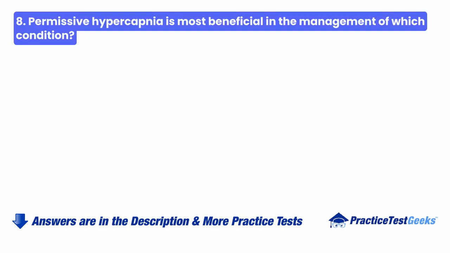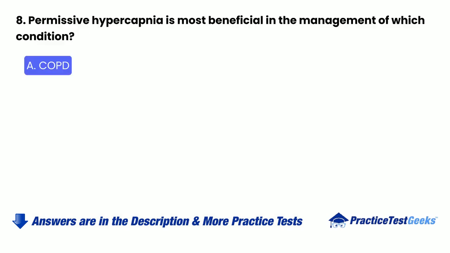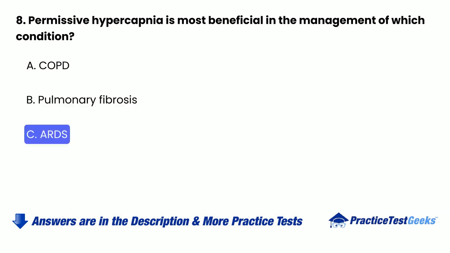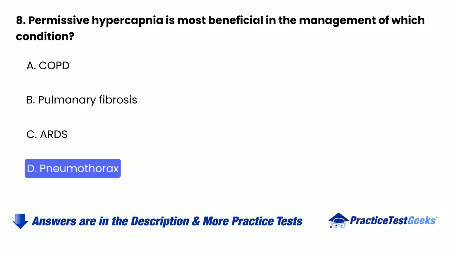8. Permissive hypercapnia is most beneficial in the management of which condition? A. COPD. B. Pulmonary fibrosis. C. ARDS. D. Pneumothorax.